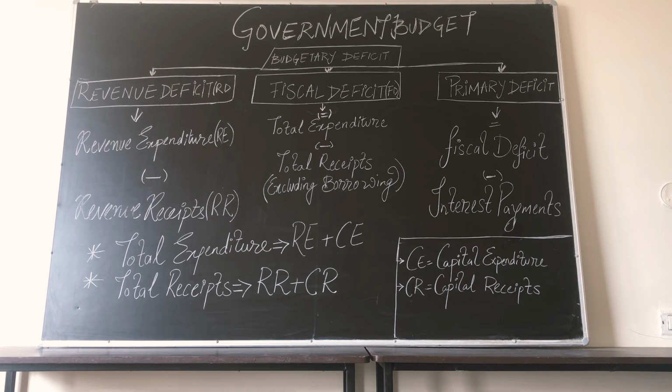Third basis is indicator. Primary deficit indicates the borrowing requirement of the government to meet fiscal deficit other than interest payments. And fiscal deficit indicates the liability of the government in the form of repayment of loan with interest. And lastly, the difference between revenue deficit and fiscal deficit. Again, revenue deficit and fiscal deficit can be differentiated on the basis of three points. First one is definition itself. Revenue deficit is the excess of revenue expenditure over revenue receipts in a year.